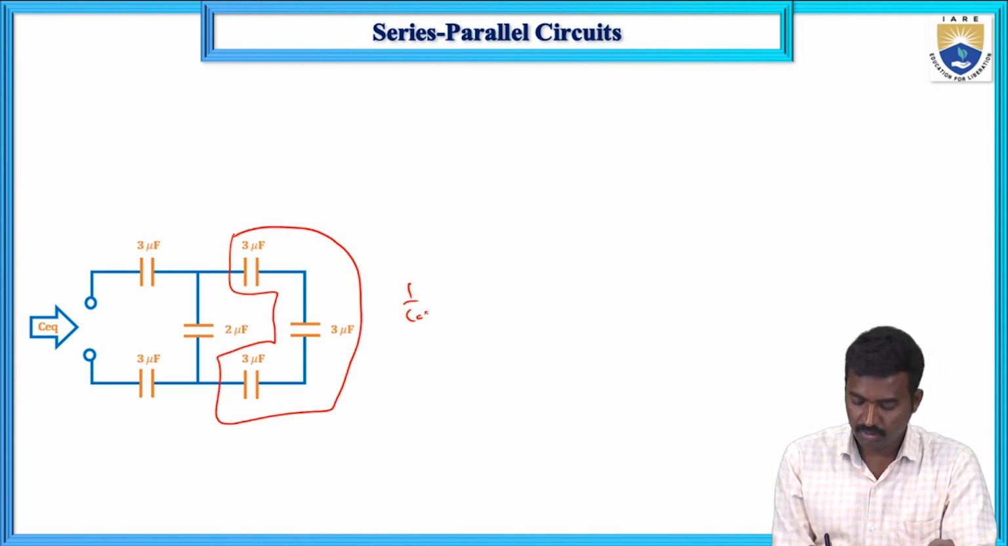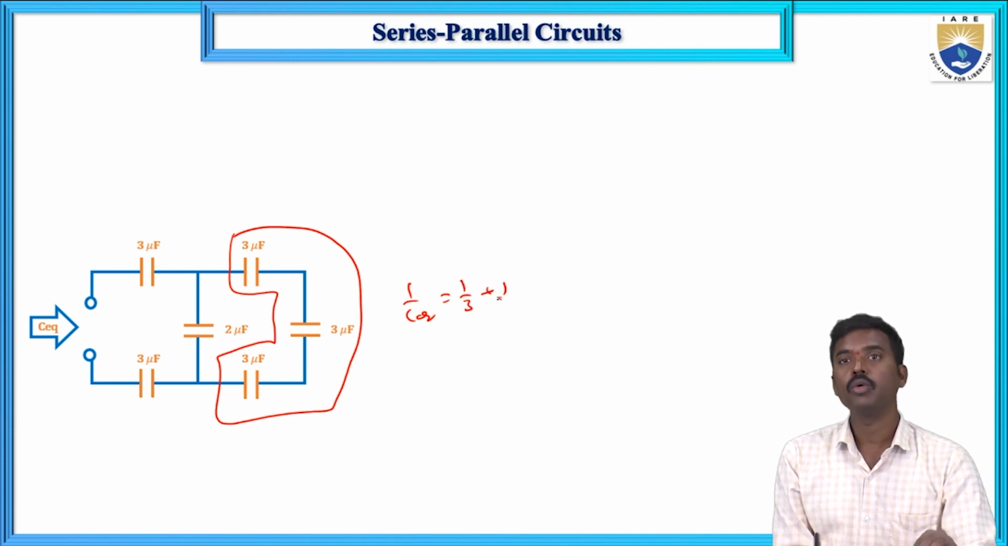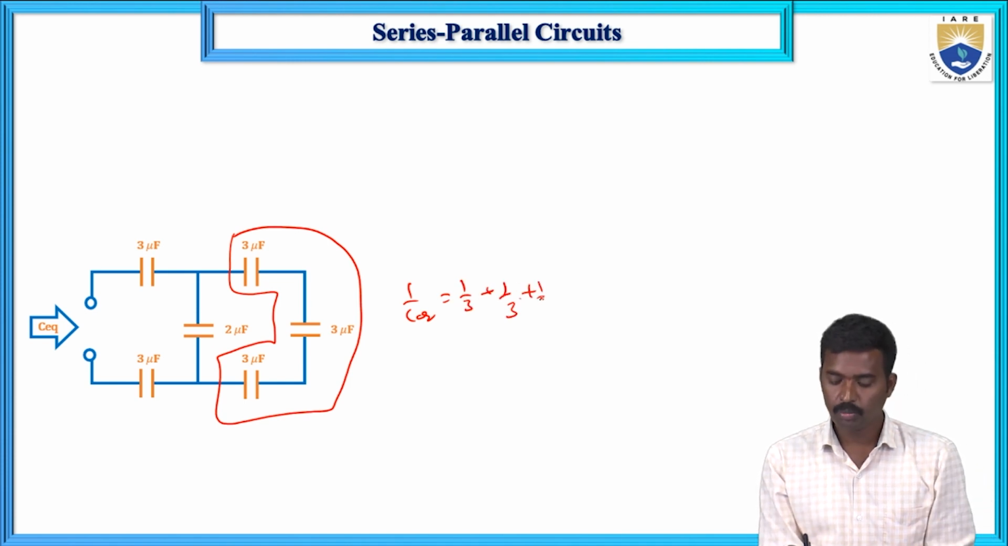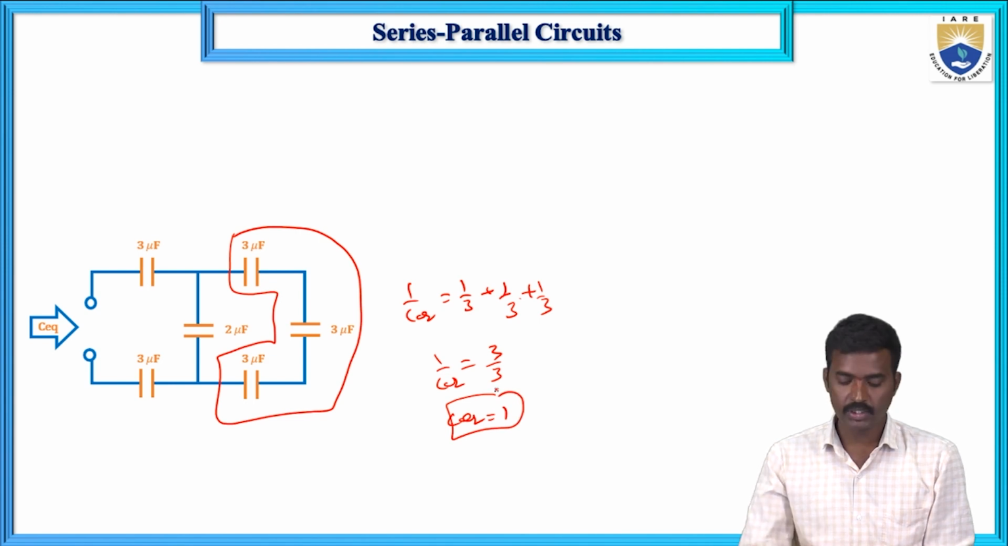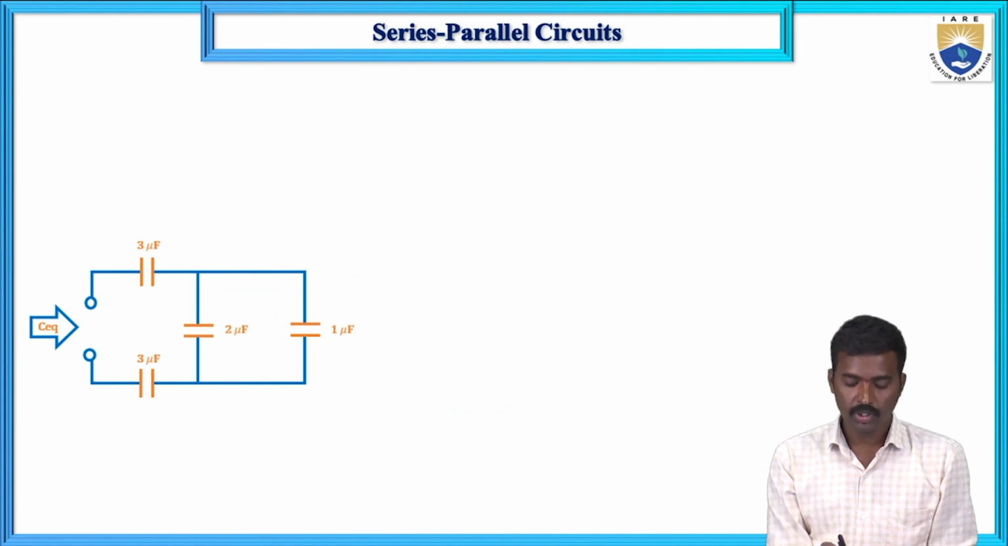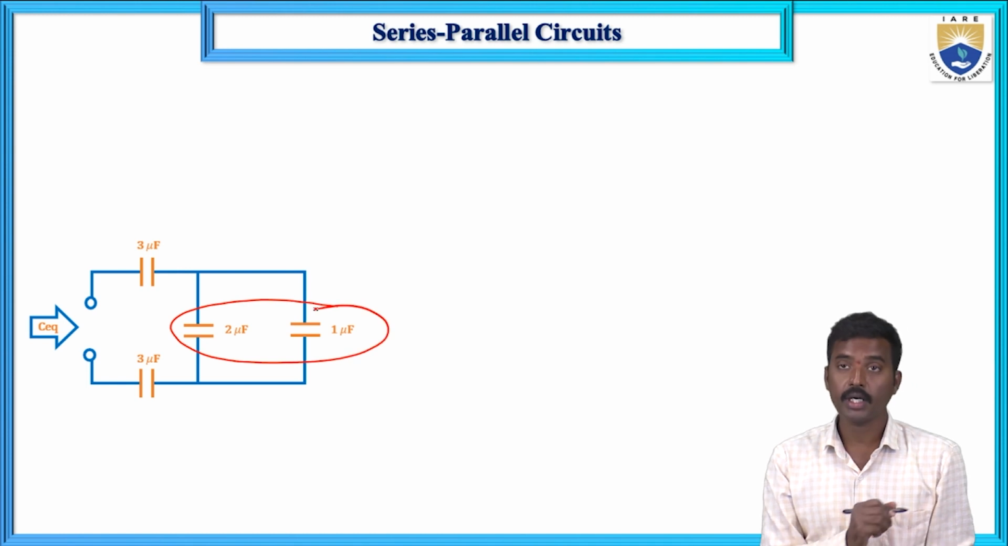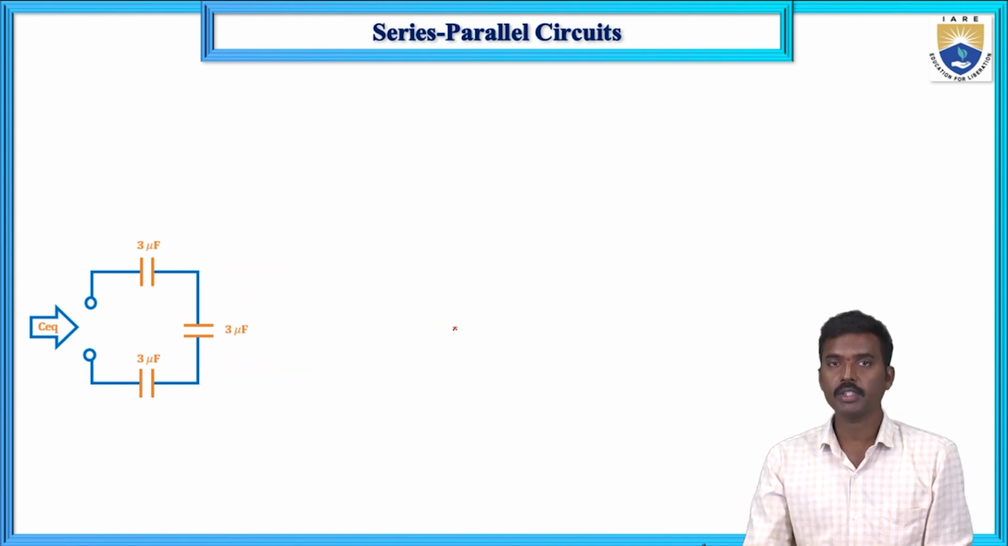So 1/C equivalent equals 1/3 plus 1/3 plus 1/3, that equals 3/3, so 1/C equivalent is 1. So C equivalent equals 1 microfarad. So you can replace this with 1 microfarad, and these two are connected in parallel. So 2 plus 1 is the equivalent capacitance.